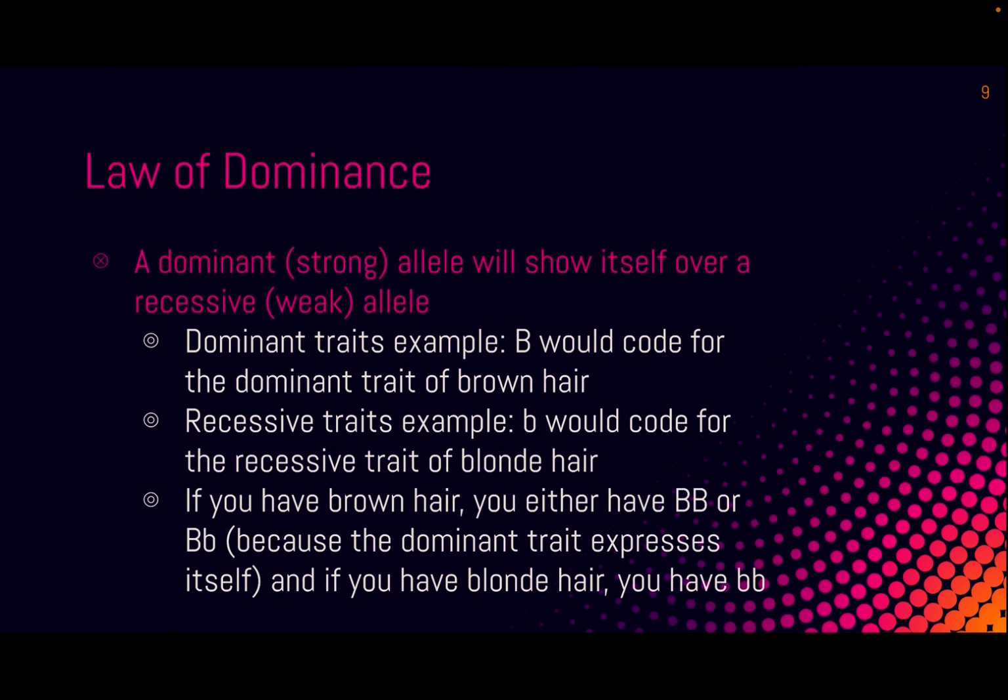So we have something called the law of dominance, which we started to kind of talk about in class last week, which is where a dominant or a strong allele will show itself over a weak or recessive allele. So in the example that we'll talk about, if you have dark hair, that is a dominant trait. So that would be big B. If you have the recessive trait, little b would code for the recessive trait of blonde hair.